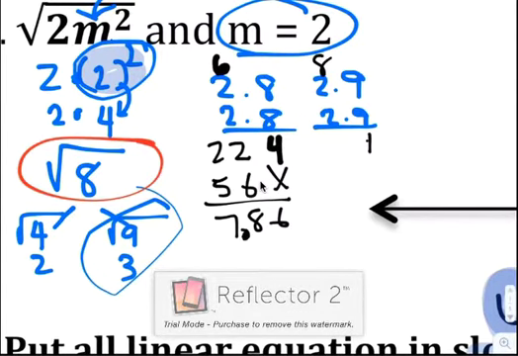And 0, 1, 2, 3. 2.8 is very close to 3. That's the square root of 8 right there. And then we solved this in class and said it was 2, so it's right here. That's the square root of 4. Okay, any questions?